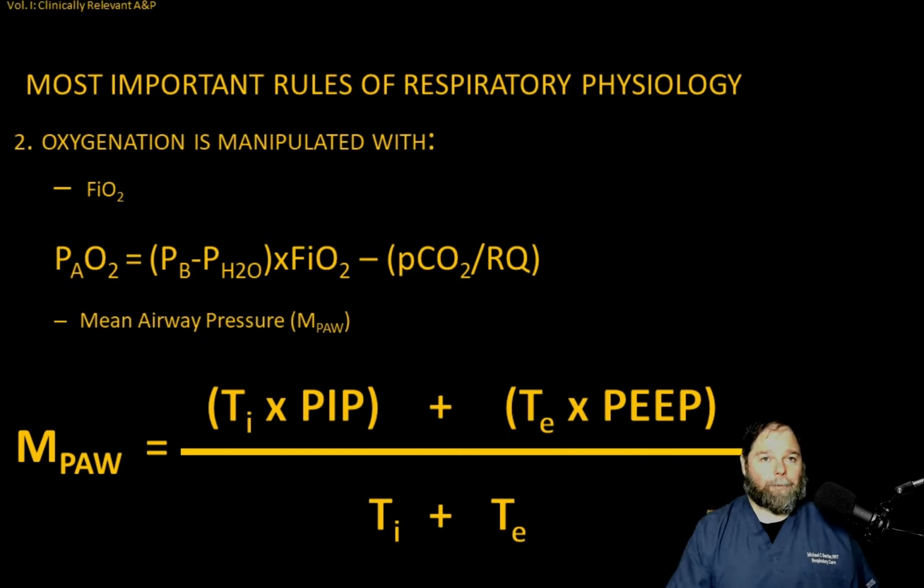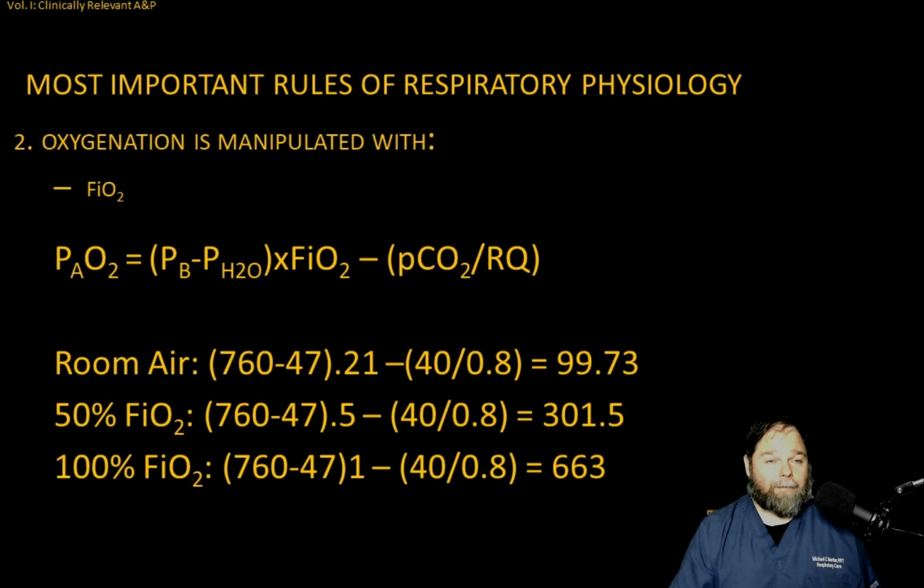But we refer to it as P big A O2. Typically when you see arterial partial pressure of oxygen, that's P with a lowercase a. P with a capital A, or P big A O2, is alveolar oxygen concentration. And the calculation for this is PB, which is barometric pressure, minus water vapor pressure, multiplied times your FiO2 as a decimal, and you're going to subtract from that the PCO2 divided by the respiratory quotient. Now we're going to talk about all this stuff by itself.